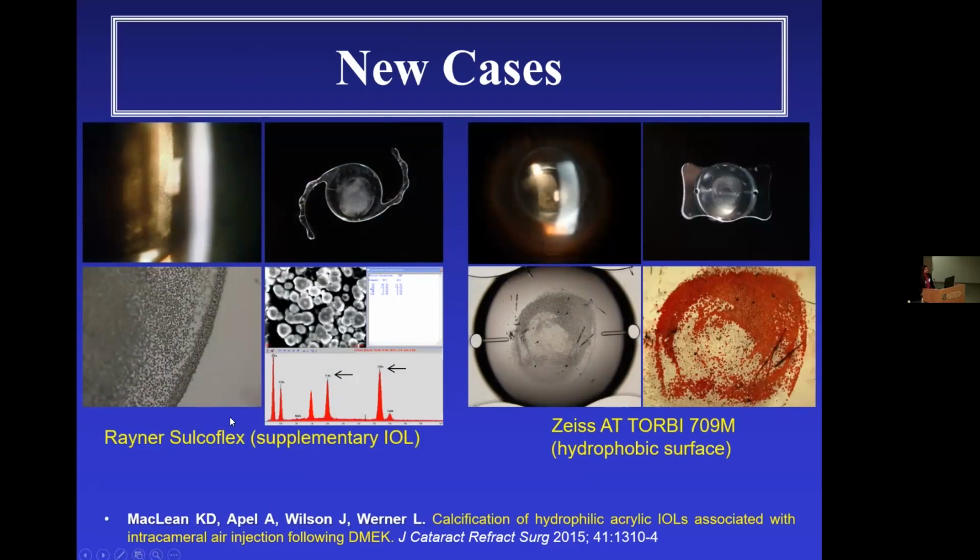And this one here is interesting because the Sulcoflex is a lens that's very popular in other countries because it was specifically designed as a supplementary IOL to be used in piggyback procedures. And this is a lens that's very appreciated, never calcified, but then after the DMEK, we had different cases of this localized form of calcification. And this is a Zeiss lens that also never calcified. This is a lens that also has a hydrophobic coating, although it is a hydrophilic acrylic lens. And some people thought, okay, this coating is going to prevent calcification, but it really does not. So you can see the localized form here, and this was after the DMEK.